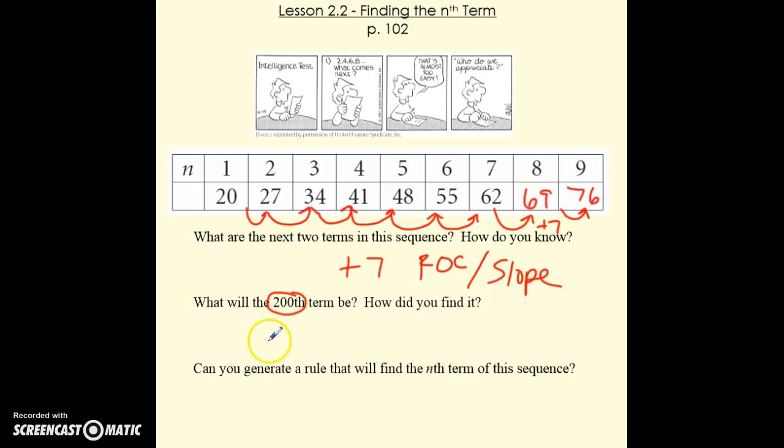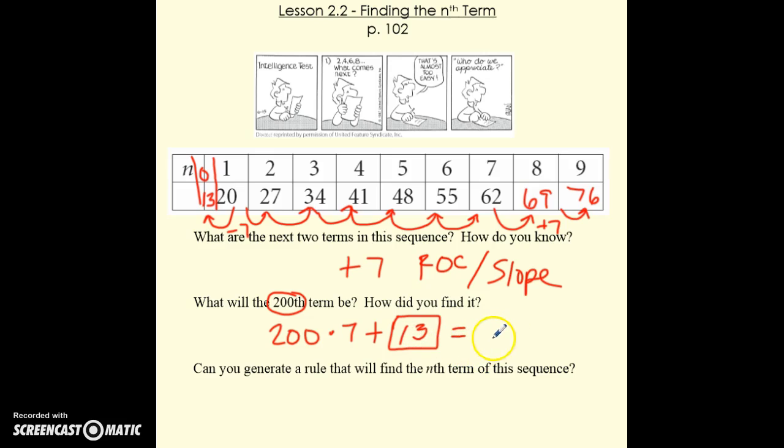So basically, I'm taking 200 times 7, and then I have to add on the starting value, and the starting value is also known as the y-intercept. So in order to find the starting value, it would be kind of like finding the 0 term right in here. So I need to go back one stage. And if I'm adding 7 to the right, I would subtract 7 to the left. And that would get me 13 for the starting value, or the 0 term.